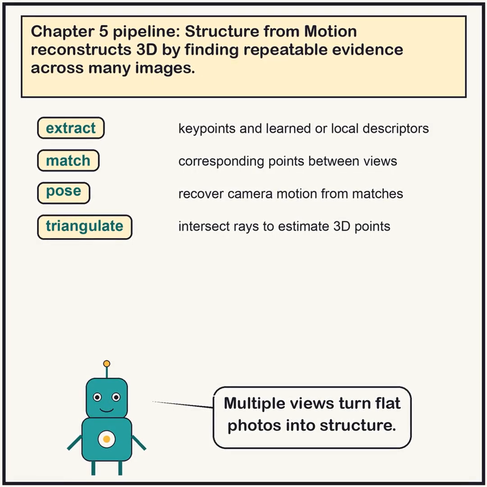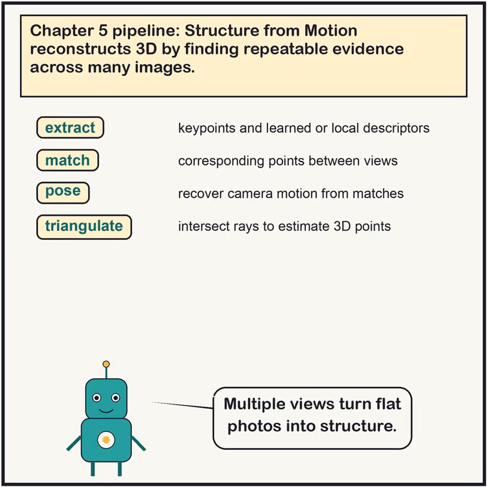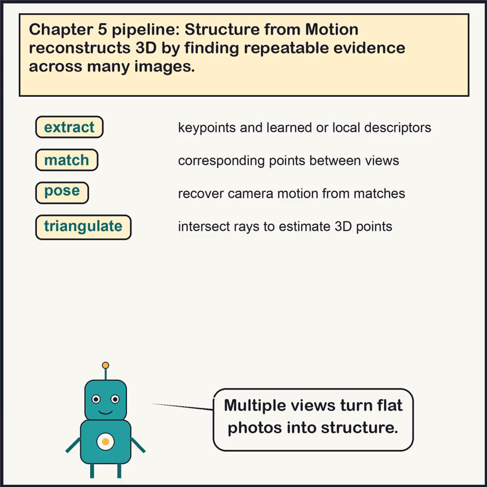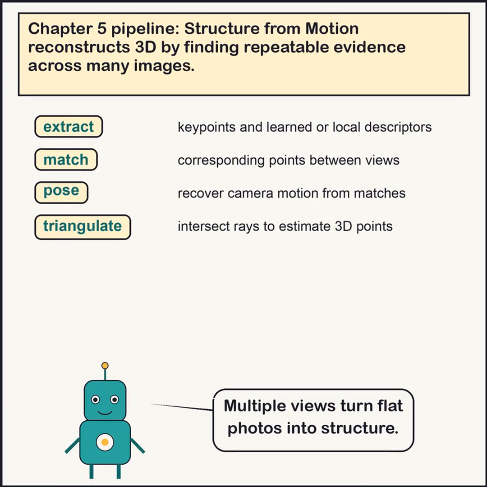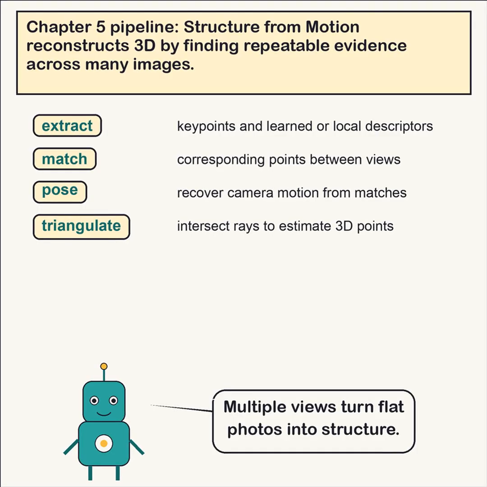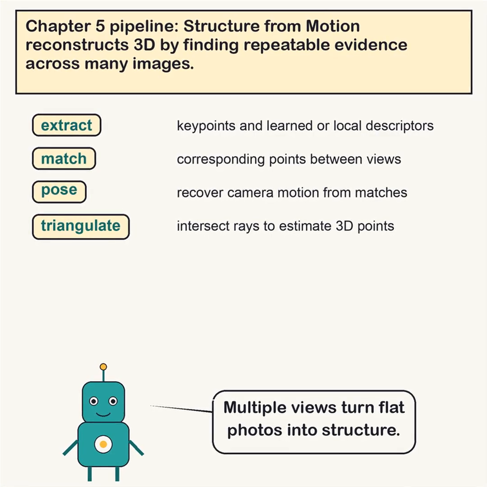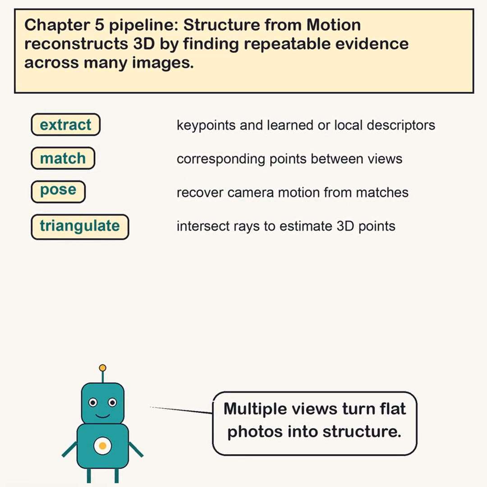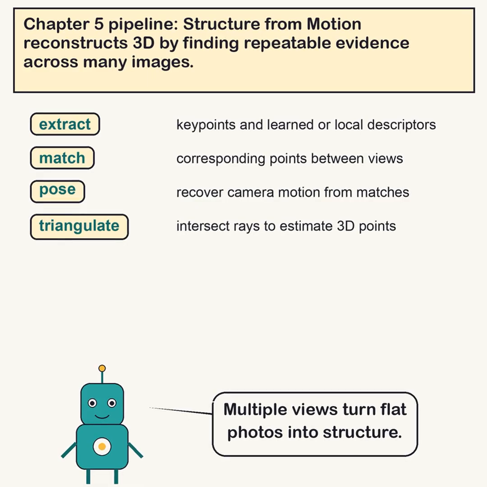Reconstruction builds three dimensions from multiple views. Structure from motion extracts repeatable features, matches corresponding points between images, recovers camera motion, and triangulates rays to estimate three-dimensional points. Structure from motion is archaeology with photographs. Every image is a fragment, and repeatable features are the shard edges.